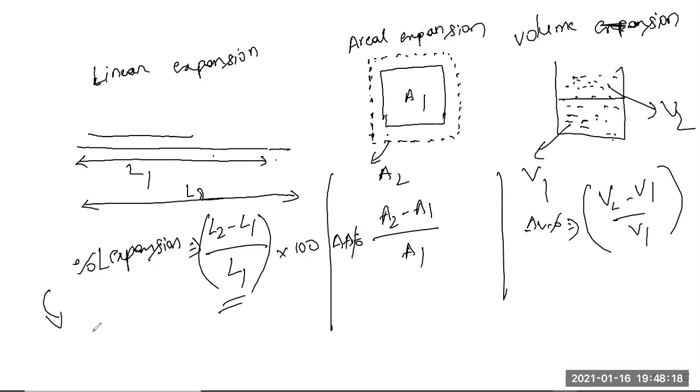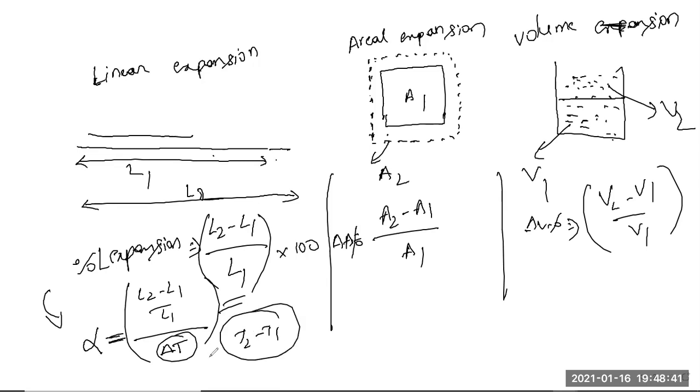Okay, here there will be linear coefficient of expansion alpha. Alpha is nothing but percentage or fractional change in length, that is L2 minus L1 by L1, with respect to the unit change in temperature or increase in temperature. Delta T is nothing but T2 minus T1. For unit change in temperature, how much fraction it is getting expanded linearly, that is nothing but linear coefficient of expansion.